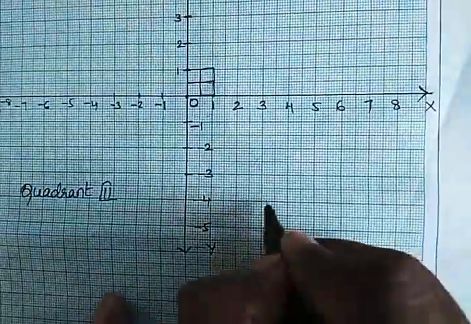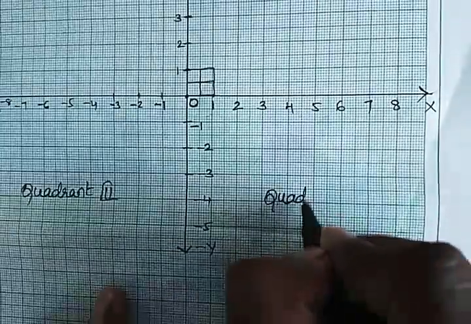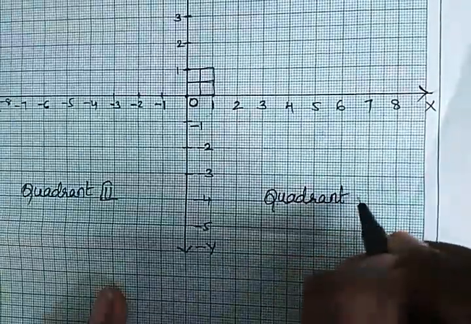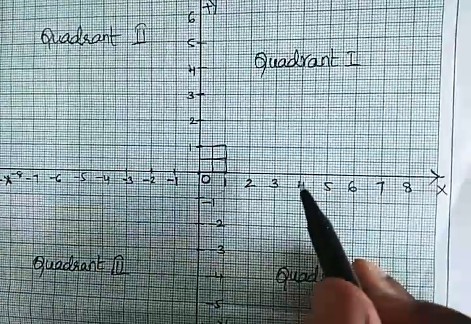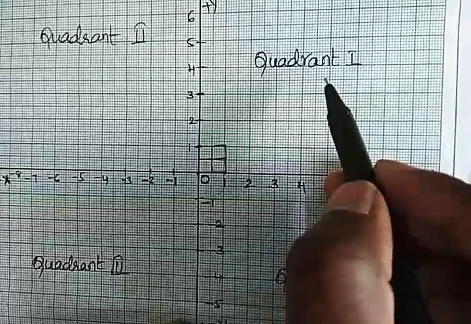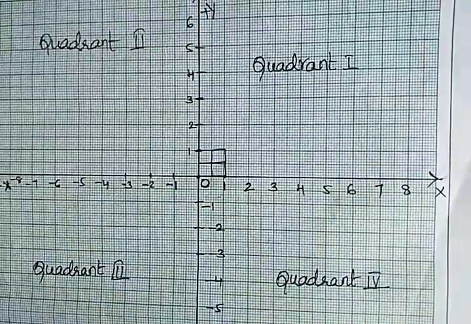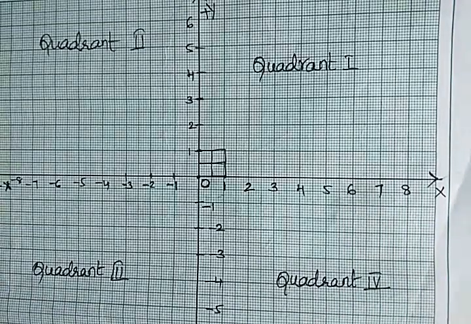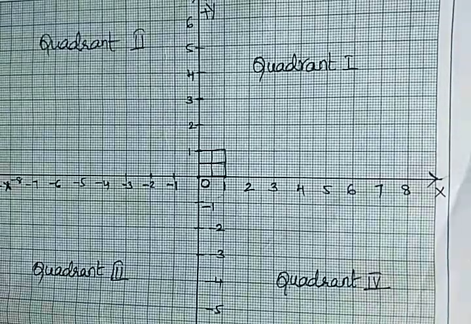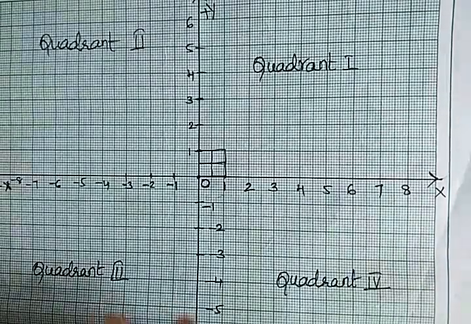And this is quadrant 4. So the whole plane space is divided into 4 quadrants: quadrant 1, 2, 3, 4. You should be able to identify in which quadrant what type of values are present. That means in which quadrant the values will be how: in which quadrant x values are positive and y values negative, in which quadrant x values are negative and y values are also negative. That you should be able to see.